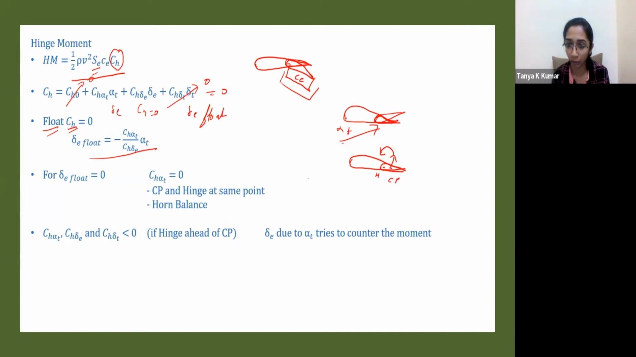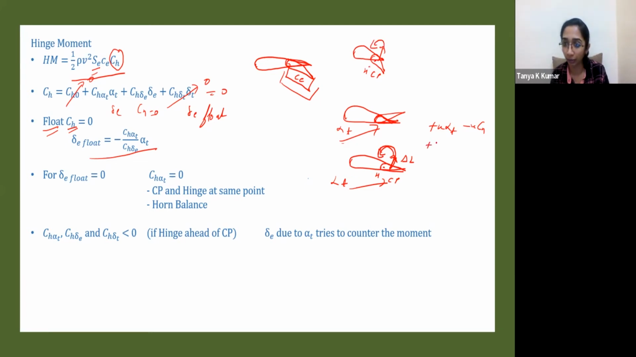About this hinge. So when the elevator is not deflected and it's subject to a positive angle of attack at the tail, it produces a lift here. So there's a delta L produced at the center of pressure of the elevator, which produces a nose down moment. So for positive alpha T, you have negative CH. Similarly, when you deflect the elevator down, there is an increase in lift here, right? Again, that acts at the center of pressure, and the moment at the hinge would again be nose down.